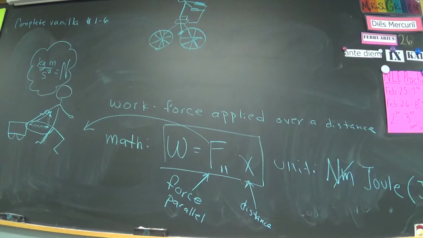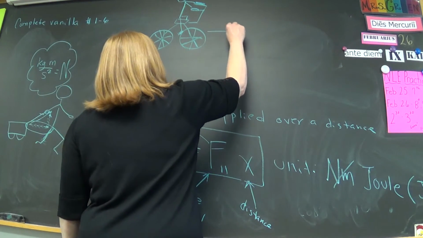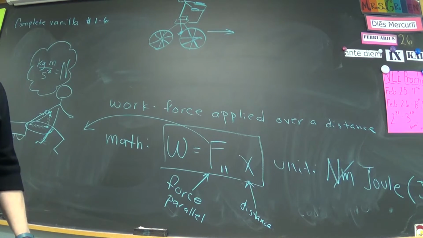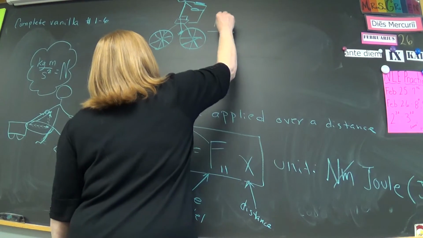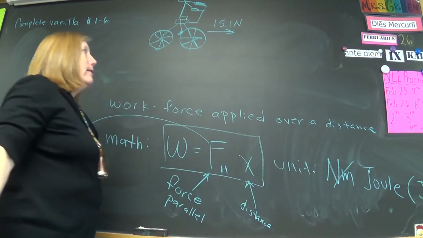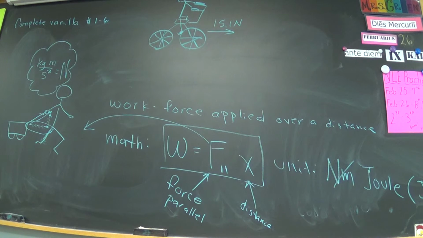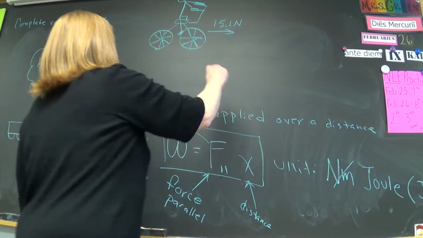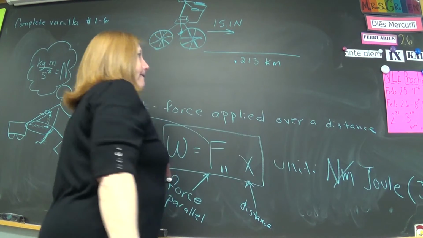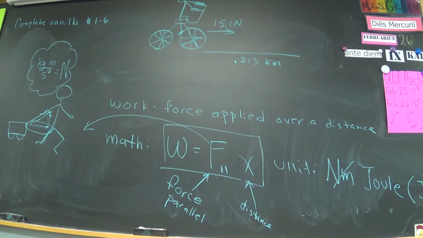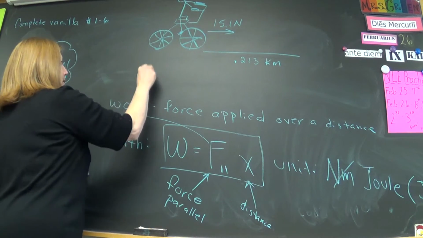All right, so drawing a bike, and the push from the person's legs is going to create a force. So there I said there wouldn't be any forces, but there are, but they're just parallel. So we're going to say this force is parallel. 15.1 newtons is the force the person's legs created. It's going to take the bike 0.213 kilometers. And I want to know how much work is done. Find the work.